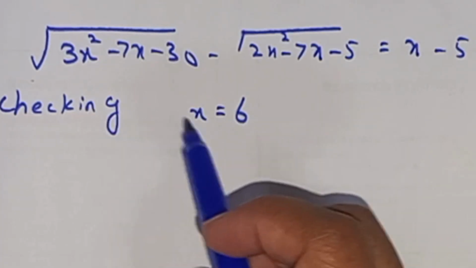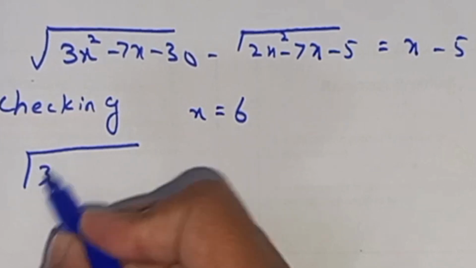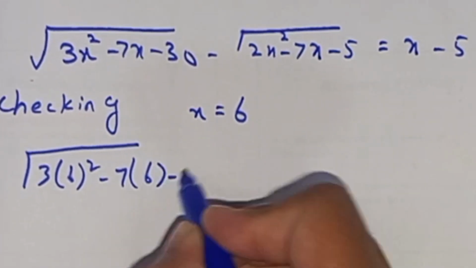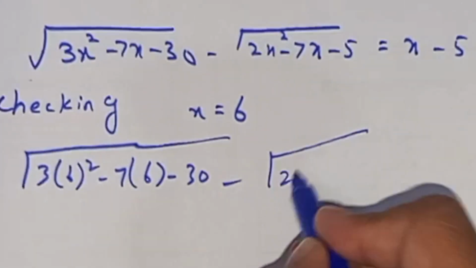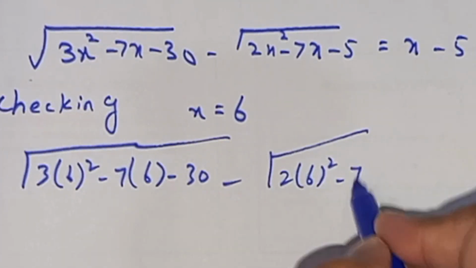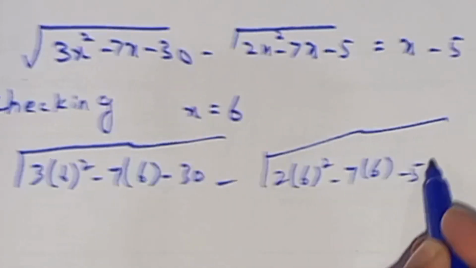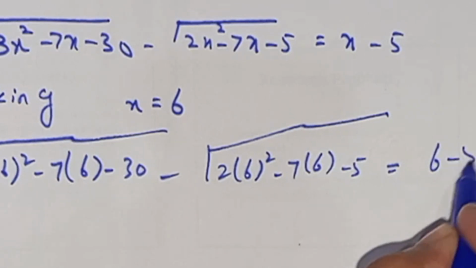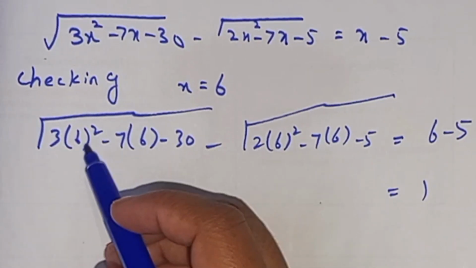Now we verify for x equal to 6. So this is the square root of 3x squared, with x equal to 6. So 6 squared minus 7 times 6 minus 30, minus the square root of 2x squared, with x equal to 6. So 6 squared minus 7 times 6 minus 5 is equal to 6 minus 5. So 6 minus 5 is 1. 6 squared is 36.